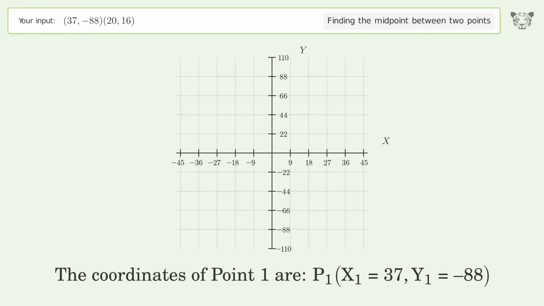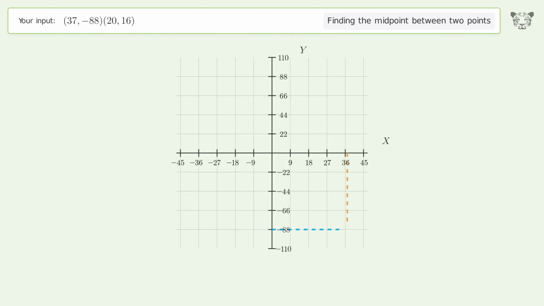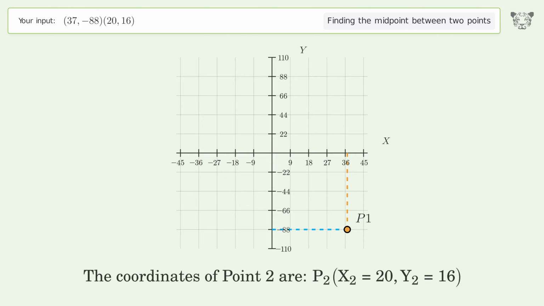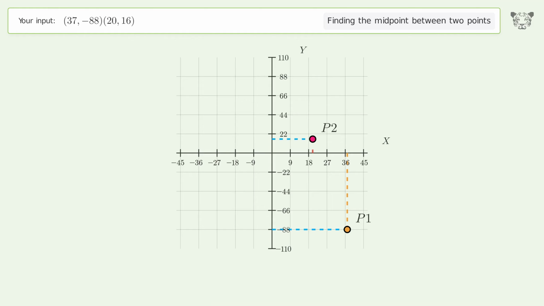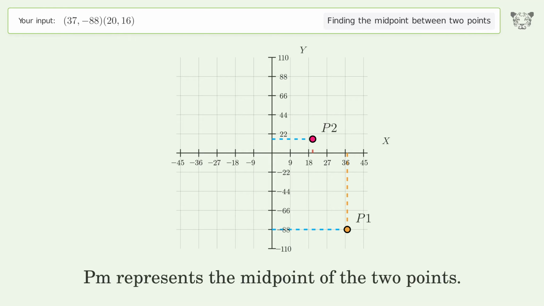The coordinates of point 1 are, x1 equals 37, y1 equals negative 88. The coordinates of point 2 are, x2 equals 20, y2 equals 16. PM represents the midpoint of the 2 points.